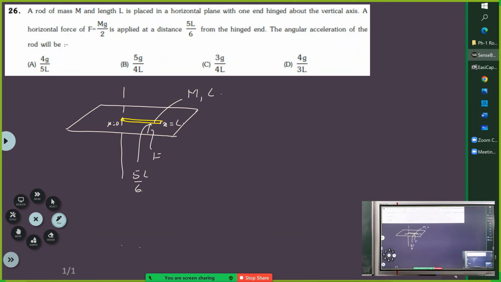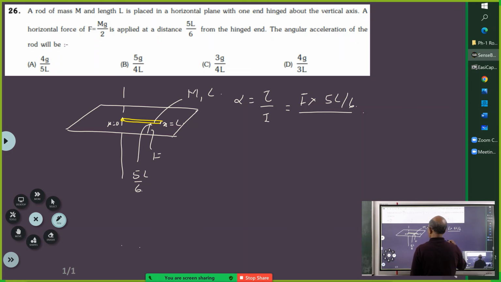We need the angular acceleration of the rod. So you have to find the torque divided by moment of inertia. So alpha is equal to torque divided by moment of inertia. The torque is what? F into the distance. What is the distance? 5 l by 6. So F into 5 l by 6. And the moment of inertia of the rod about this point is what? M l square by 3.